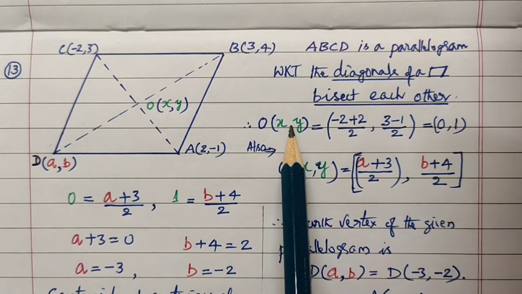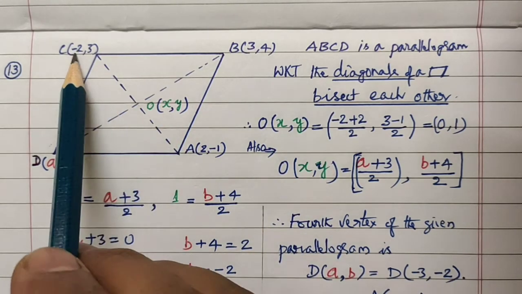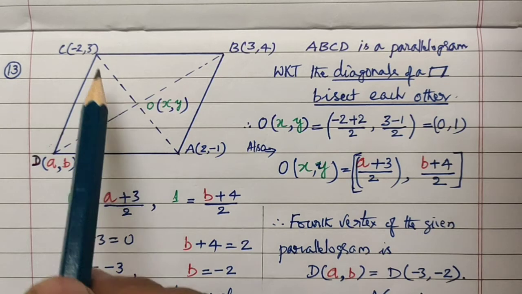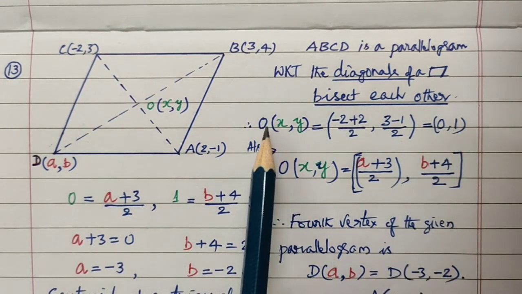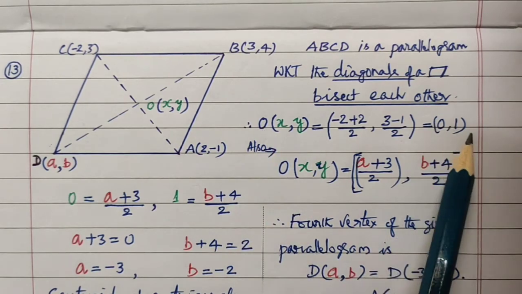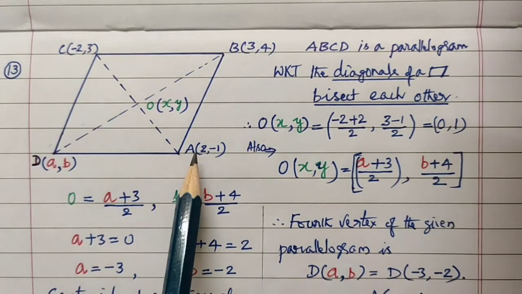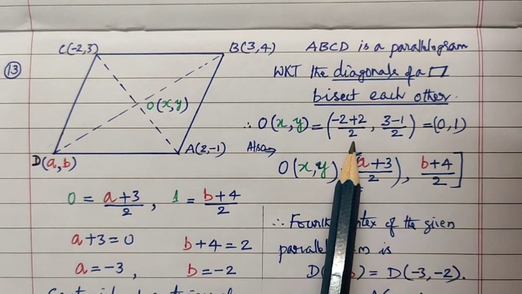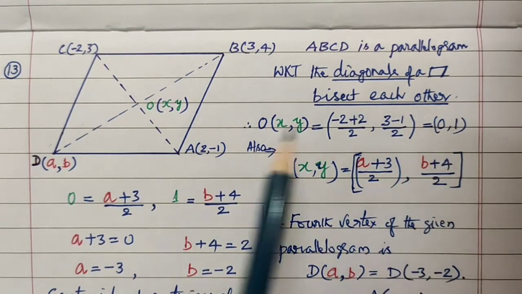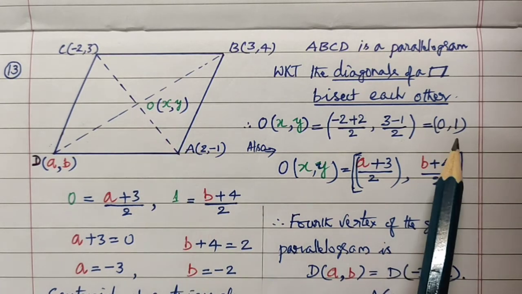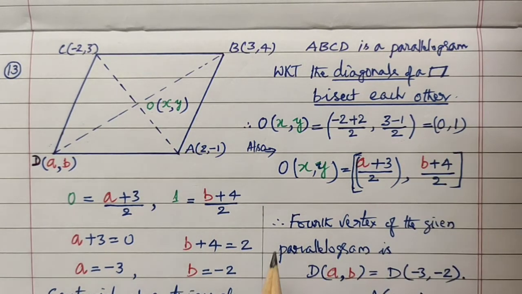Therefore O(x, y) is given by this plus this divided by 2 comma this plus this divided by 2, which will give the coordinates of the midpoint O as (0, 1). That is, (-2 + 2)/2, (3 - 1)/2. This is the coordinates of O. We found this as 0 and 1.